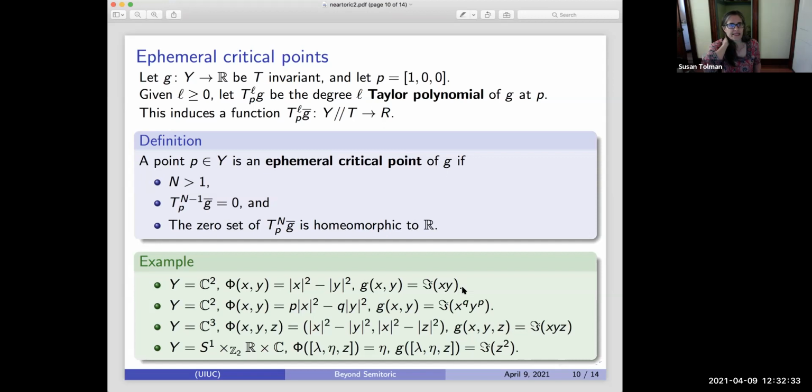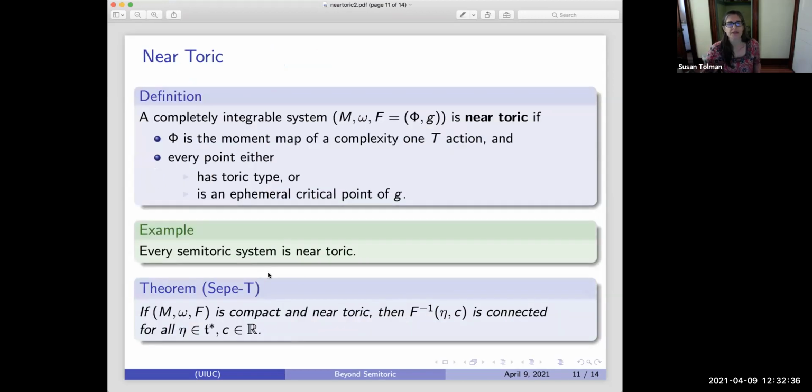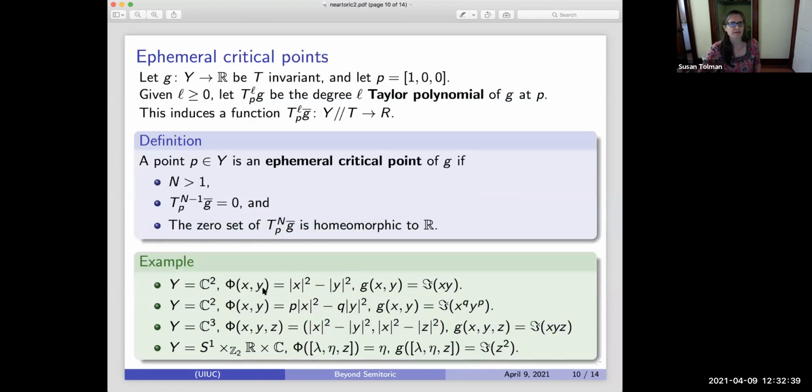And this first example should be familiar, because this is exactly what our definition of a focus-focus singularity was. The next example is just a generalization of this example: we let phi of (x, y) be p times norm x squared minus q times norm y squared. So this will be weight p minus q. And in this case, we've already seen the defining polynomial is x to the q, y to the p. So again, we take the imaginary part of the defining polynomial.